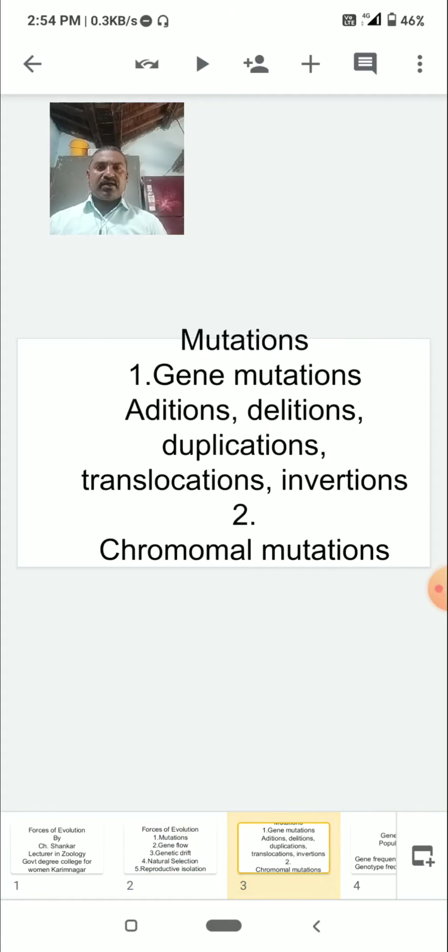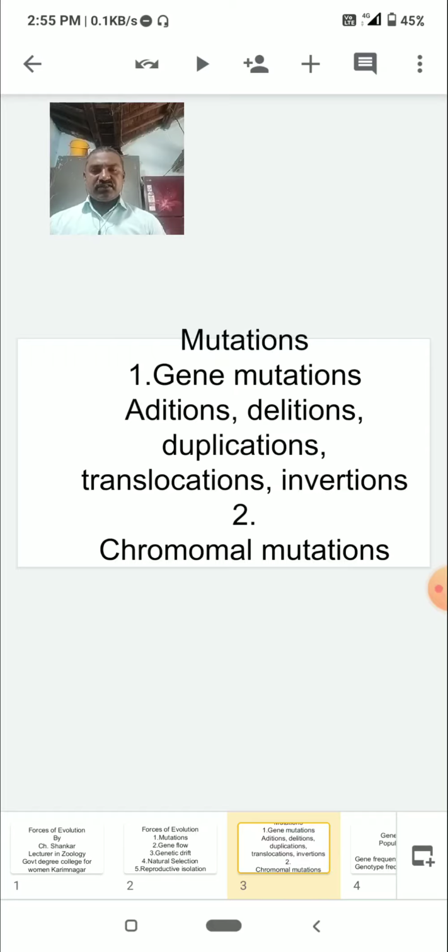Sudden changes in DNA are called mutations. In this, two types of mutations are there. First, gene mutations, and second, chromosomal mutations.